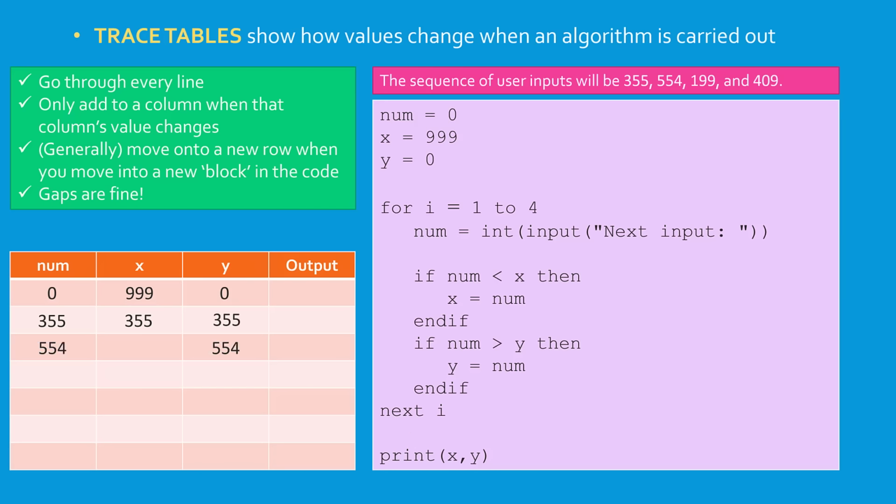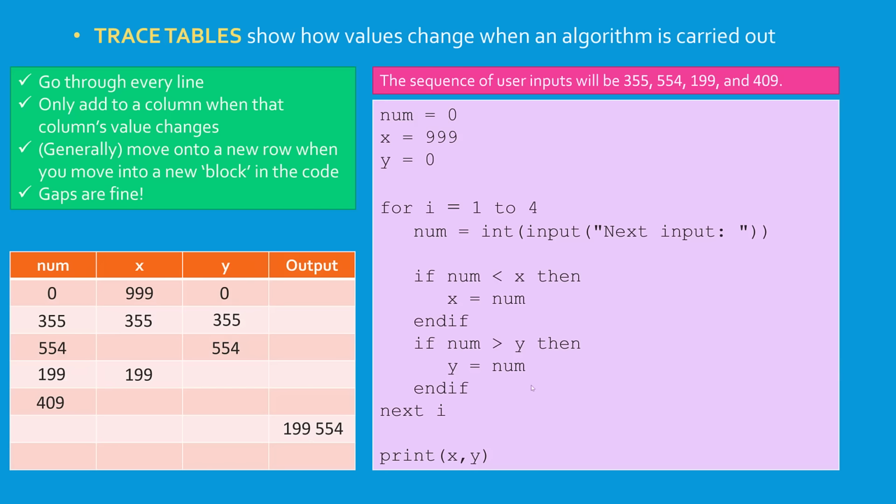And we keep going through. When 554 is entered, because it's not less than the current X, which is 355, it doesn't get changed. So X will stay as it is, and so therefore don't copy it in again, leave it blank. So you'll start to see some gaps potentially as you go through. And the final result, if you were interested, will be 199 and 554.